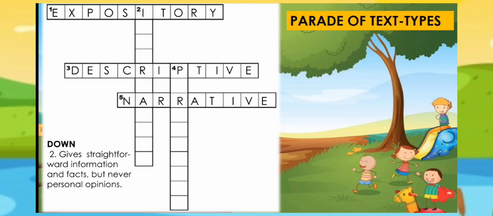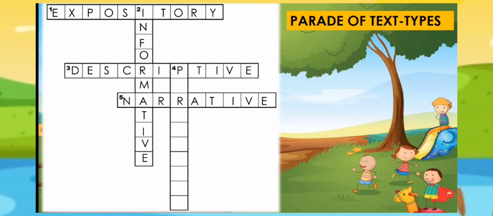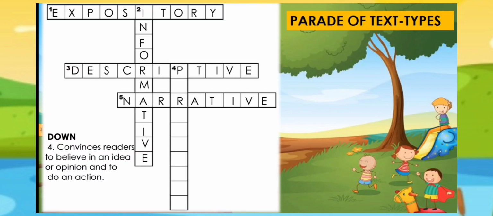The answer is informative. Number 4. This text type convinces readers to believe in an idea or opinion and to do an action. What is the answer? The answer is persuasive.